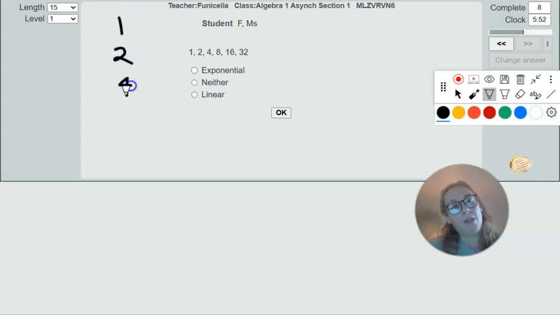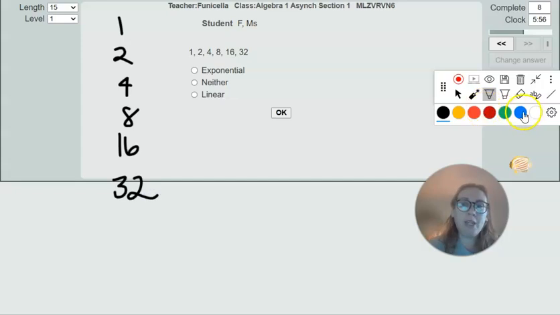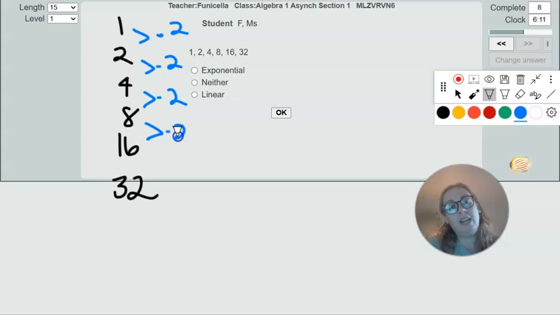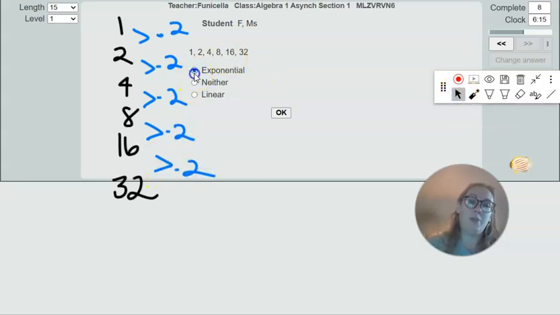Our numbers here, 1, 2, 4, 8, 16, 32, jumping pretty quickly. So we may think about multiplication, see if that works. 1 times 2 is 2. 2 times 2 is 4. 4 times 2 is 8. 8 times 2 is 16, and 16 times 2 is 32. So this is exponential with a multiplier of 2.